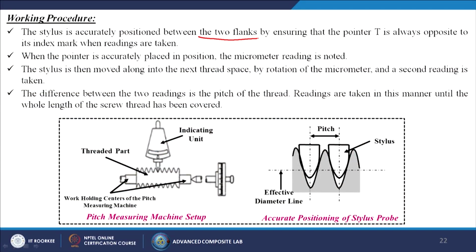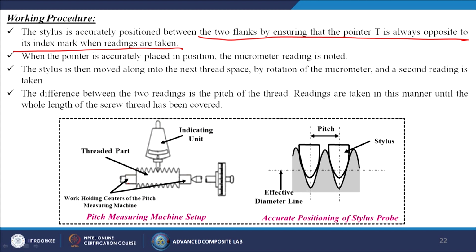Now, working procedure. The stylus is accurately positioned between the 2 flanks by ensuring that the pointer is always opposite to its index mark when readings are taken. So, in this case this is the indicating unit. Okay. This is my thread part over there and these two are the work holding centers of the pitch measuring machine. So, I am going to measure like this.